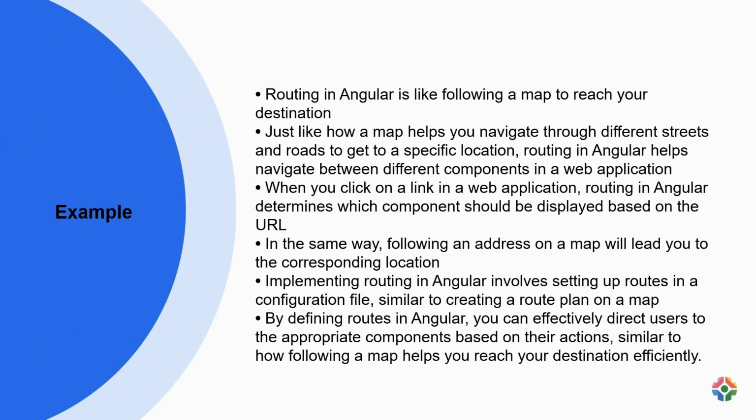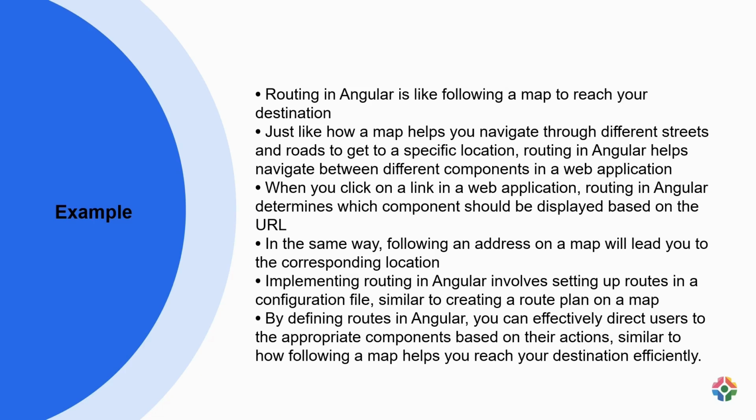Routing in Angular is like following a map to reach your destination. Just like how a map helps you navigate through different streets and roads to get to a specific location, routing in Angular helps navigate between different components in a web application. When you click on a link in a web application, routing in Angular determines which component should be displayed based on the URL. In the same way, following an address on a map will lead you to the corresponding location.